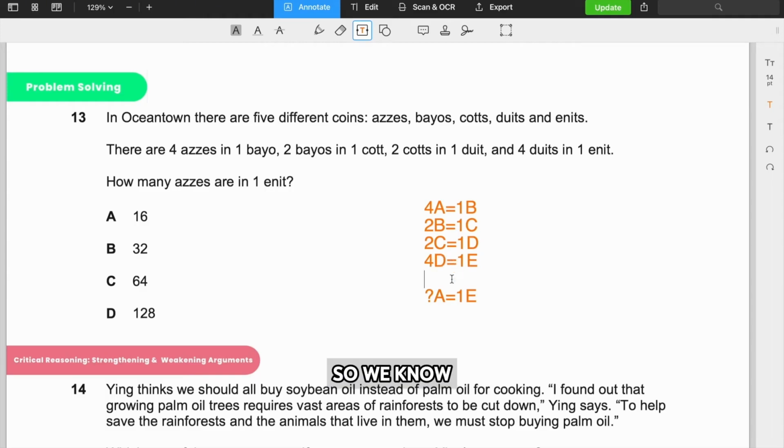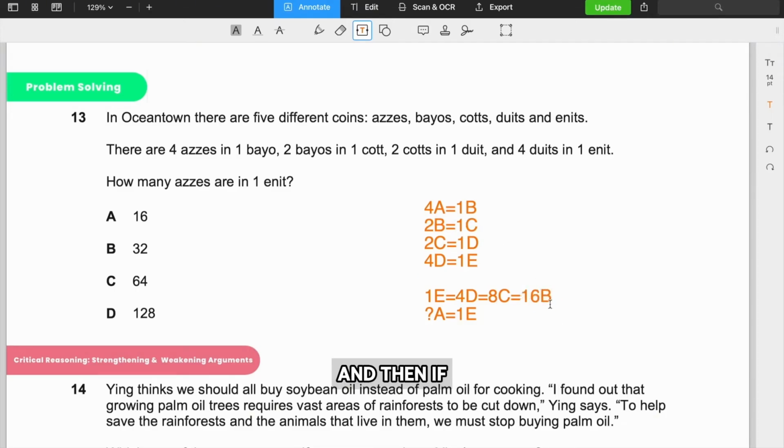So we know that 1E equals 4D. Now 1D equals 2C, so 4D equals quadruple of that. So you have to do 4 times 2C, which is equal to 8C. And then we also know that 1C equals 2B, so 8C is going to be equal to 8 times 2B, which is equal to 16B.